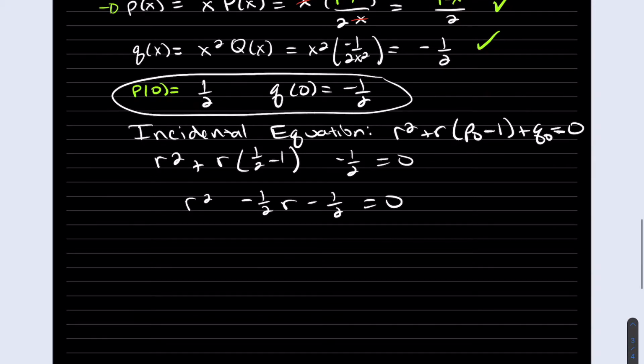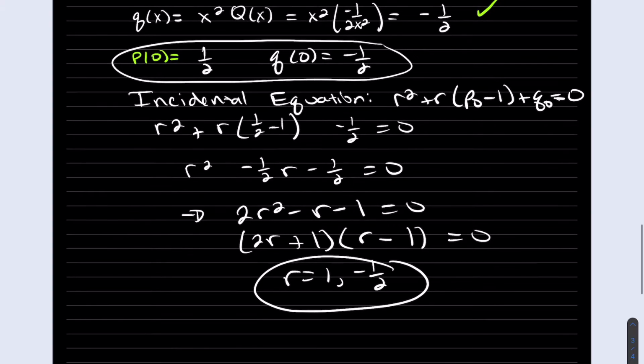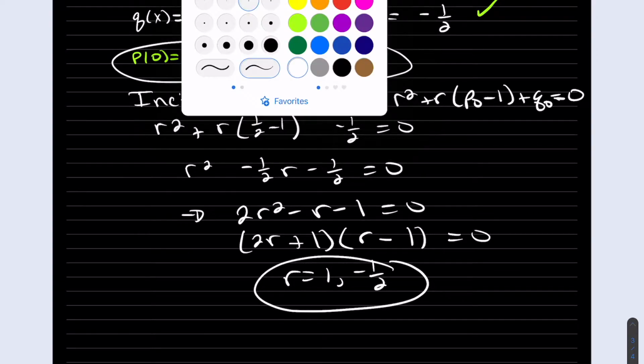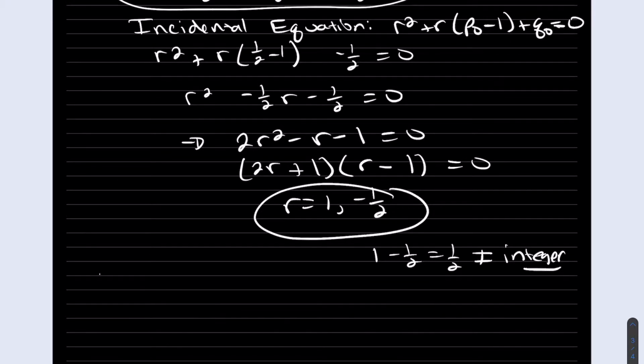You can multiply by 2, see if it factors. Okay, so 1 is definitely bigger, so we'll start with that one. And we do have 1 minus 1/2 is equal to 1/2, which is not an integer, so this is case 1. So we'll start off using r equals 1, and then we'll have to go through and do this again for r equals negative 1/2. We'll get 2 power series solutions, it says.